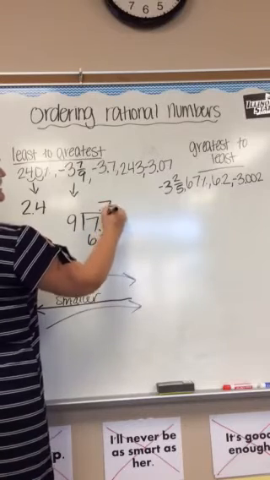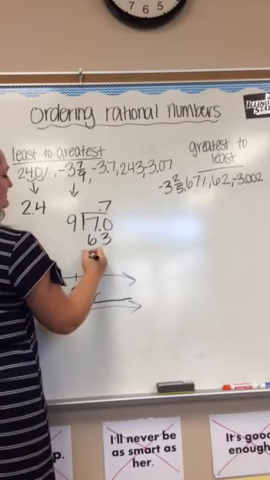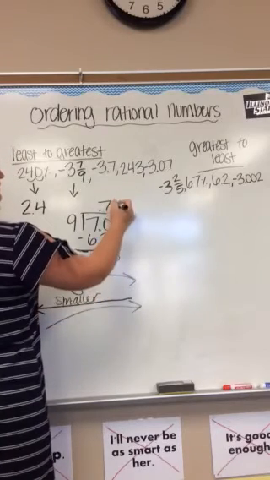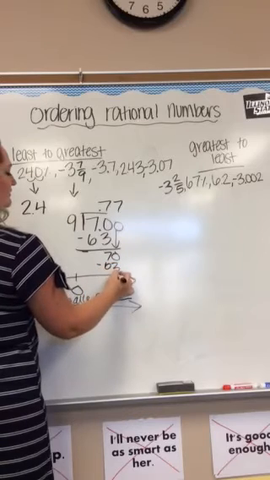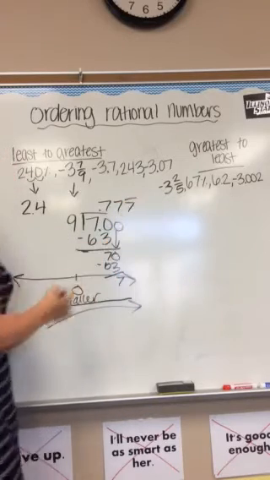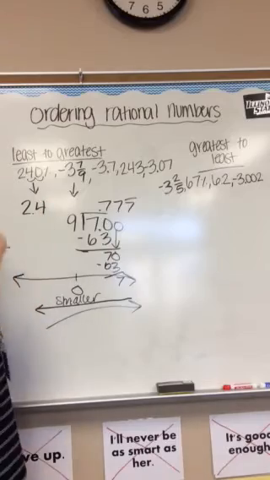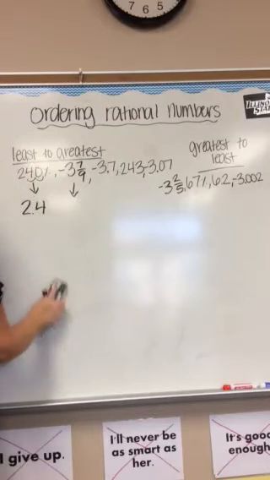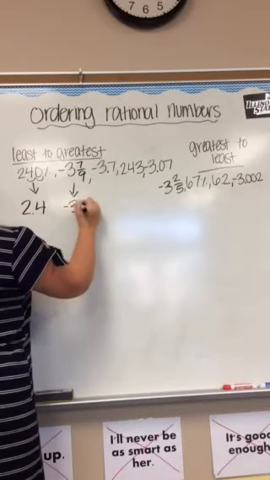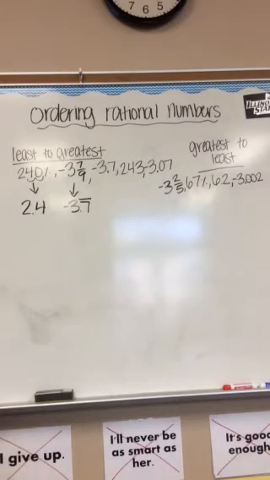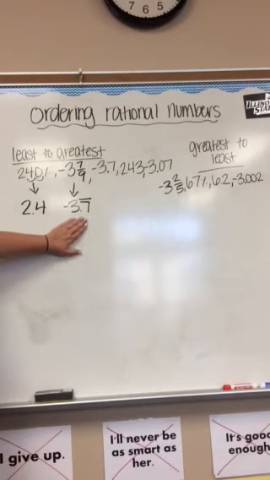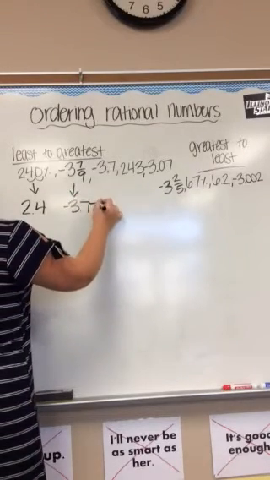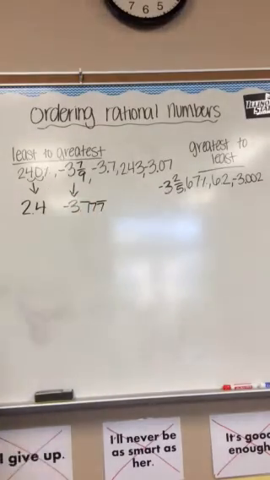7 times. We get 63. We subtract. We get 7. Oh, and it keeps going. And we get 7 repeating. So that means that negative 3 7/9 is equal to negative 3.7 repeating. So now that they're all decimals, we can order them. Keep in mind this is 3.77, it keeps going, that 7 keeps going.